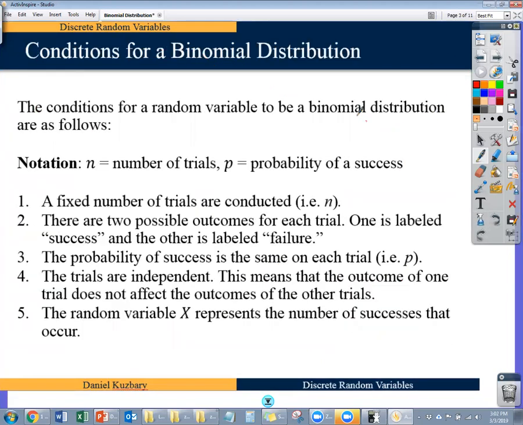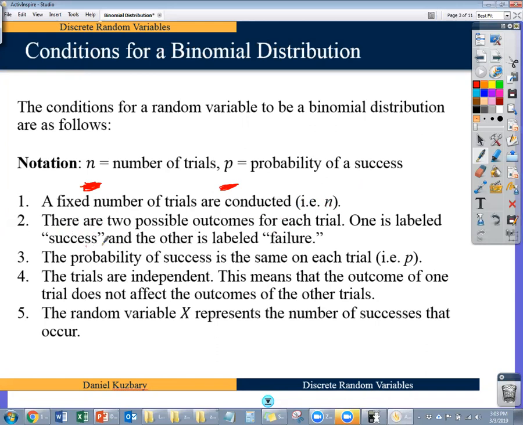The conditions for the binomial distribution are as follows. We're going to use this notation to represent the number of trials. So the n is going to represent the number of times we do it. p is going to represent the chance of success. And these are the 5 conditions that make something binomial. So you start with a fixed number of trials. So you have to know what n is. If you do something over and over again without n, it can't be binomial. You have to stop at some point and know what that number is to begin with, or it's not binomial.